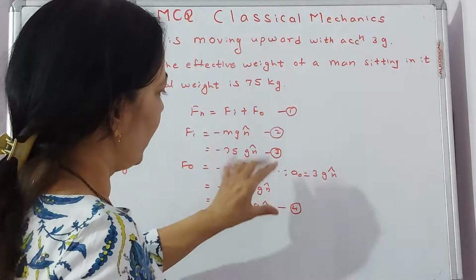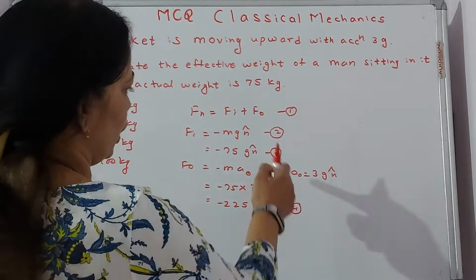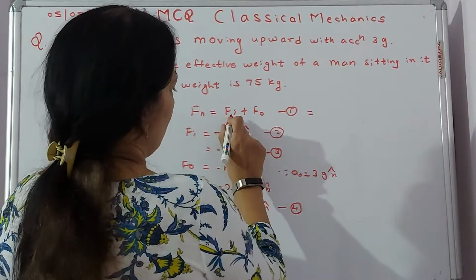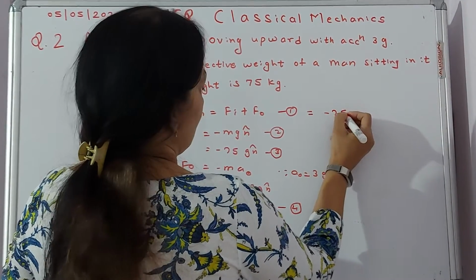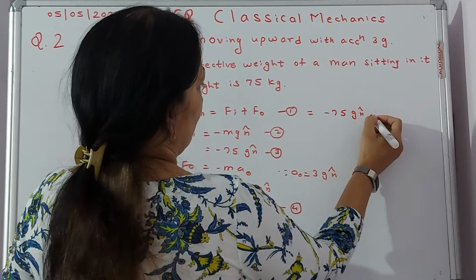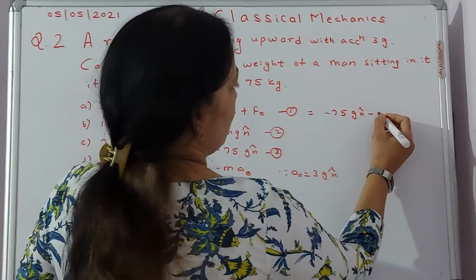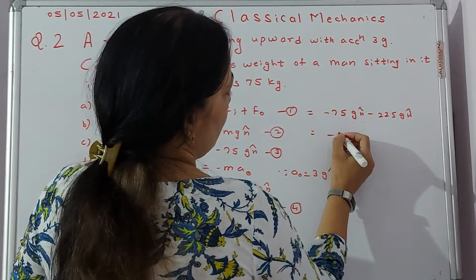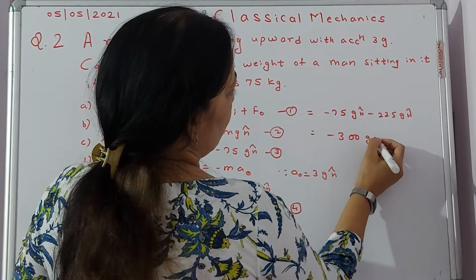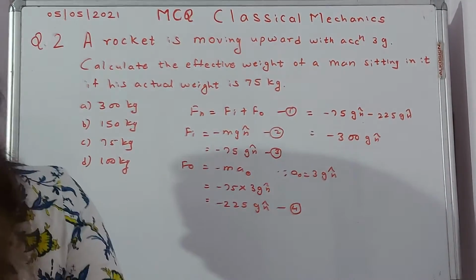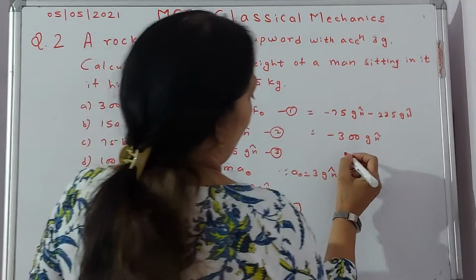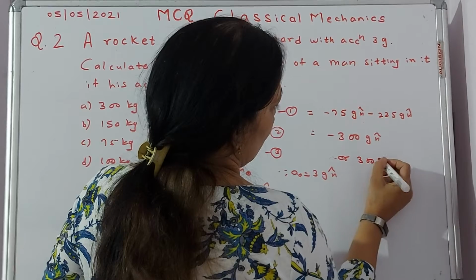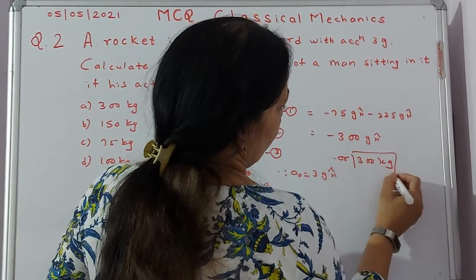Right. Now after getting these two answers, equation number 3 and 4, my job is to put the values over here. So I can see Fn is equal to Fi, which is minus 75 Gn, and this Fo is minus 225 Gn, which will give me minus 300 Gn. So after getting minus 300 Gn, we can say in short it's 300 kg.